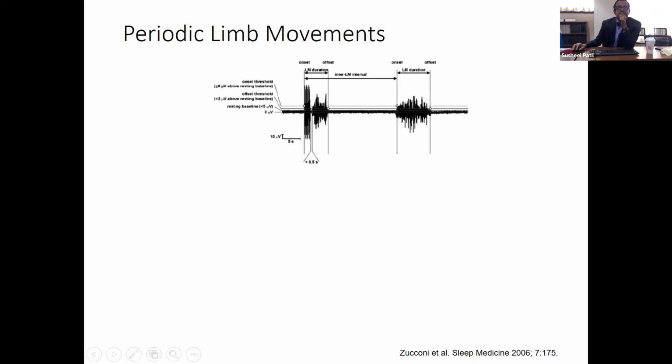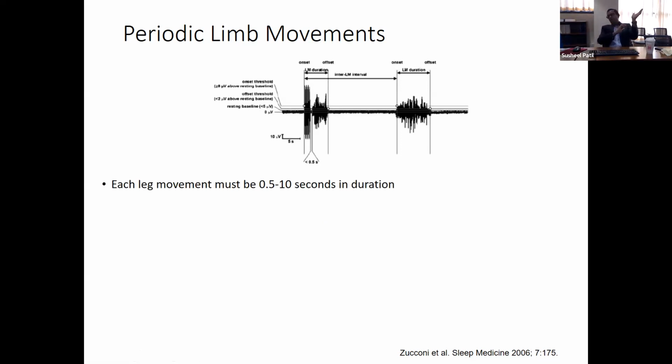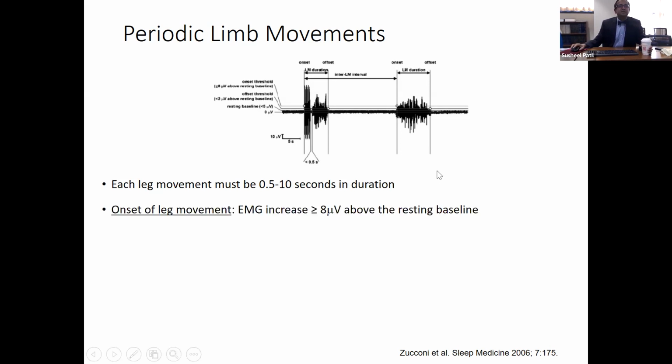And let's see if we can make the next part of this. So each leg movement, the minimum duration is half a second. The maximum duration is 10 seconds. I personally have never seen a 10-second leg movement. Others may have, but that seems to be on the extreme side. All right, my mouse is better.